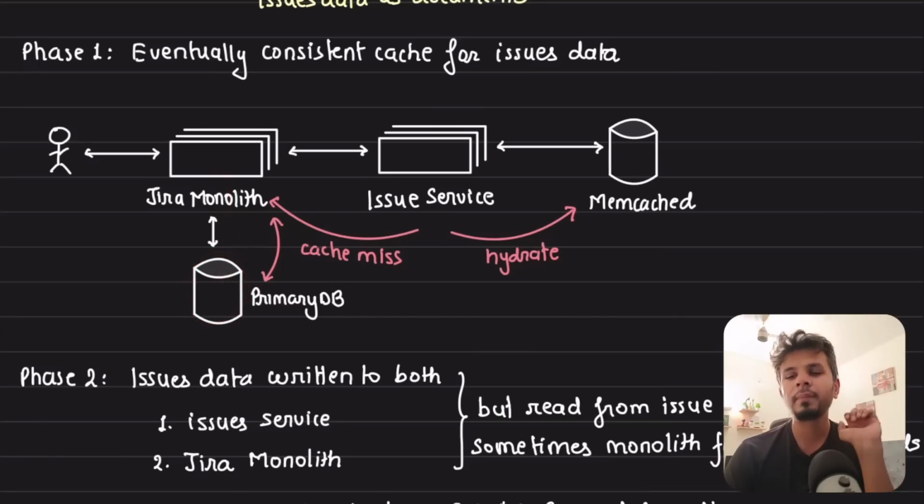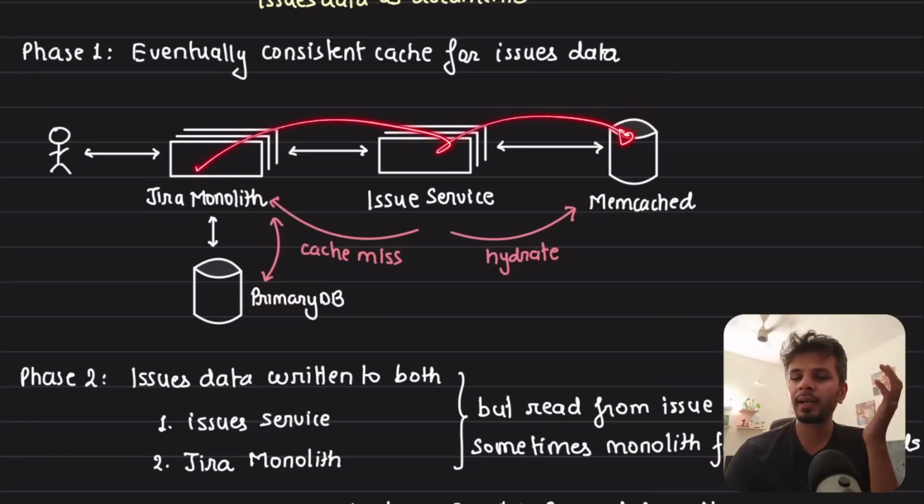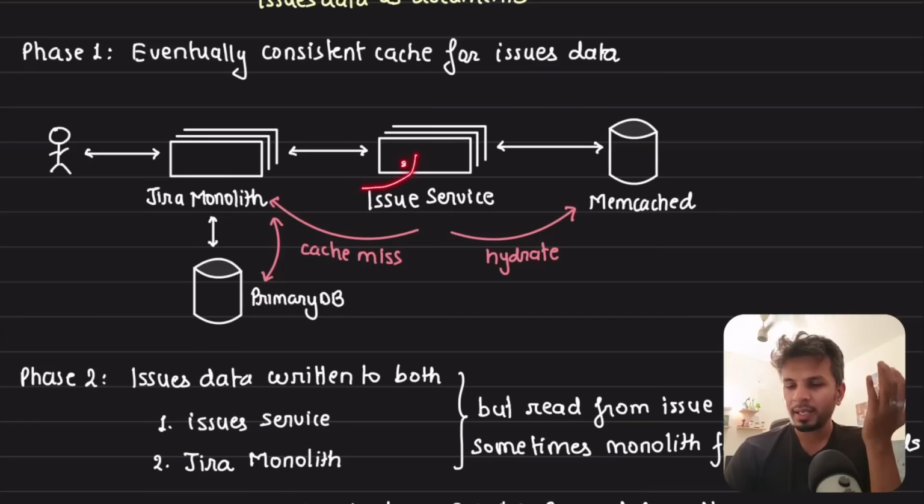But what they were doing is, if reads were coming, the reads came to the Jira monolith for an issue. The Jira monolith made a call to the issues microservice to get the data. The issues microservice would check its own database. If it has the data, great, it would serve it. If not, if it's a cache miss, it would then go to the Jira monolith, which will go to the primary DB, get the data and serve it. That's the flow.